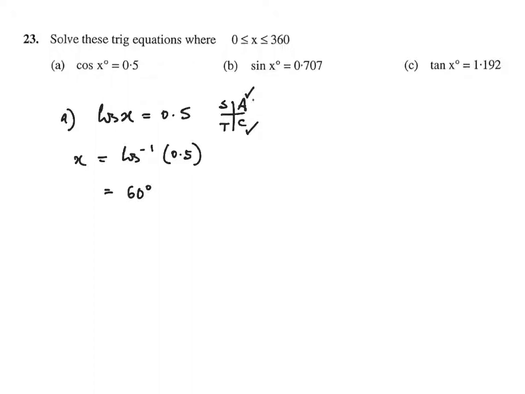Now that's the answer in the first quadrant. To get the second answer, the answer in the fourth quadrant, it's 360 minus 60, which is 300 degrees.